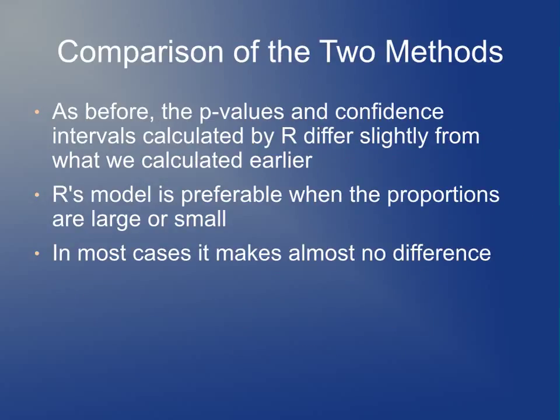As before, the p-values and confidence intervals calculated by R differ slightly from what we calculated earlier. Again, it uses a chi-square test rather than a normal test. In most cases, it will make very little difference, but just in case you're wondering why, the small discrepancies are there.